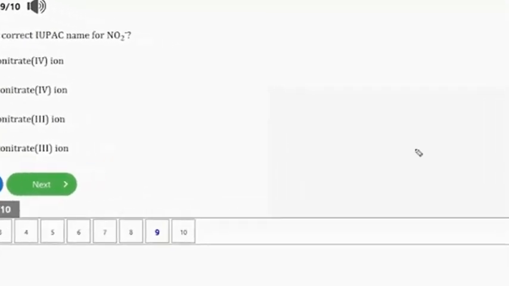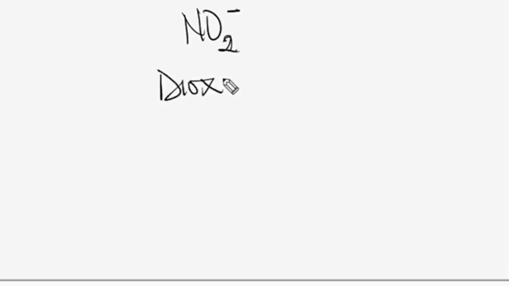We're going to zoom into our workspace. So we have NO2. Actually, this is an ion. So guys, if we are to name this, already we have 2 atoms of this oxygen here, and that's dioxo. That's 2 oxygen, di being 2 and oxo being for the oxygen.